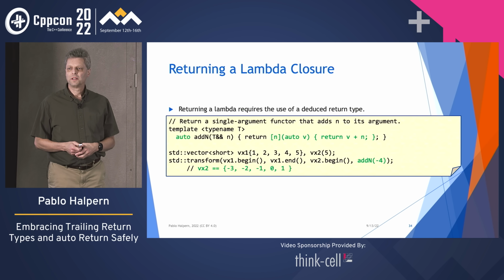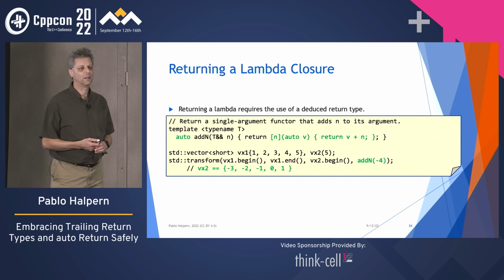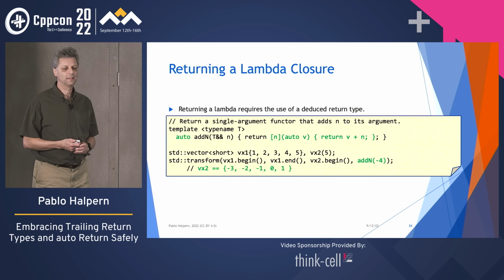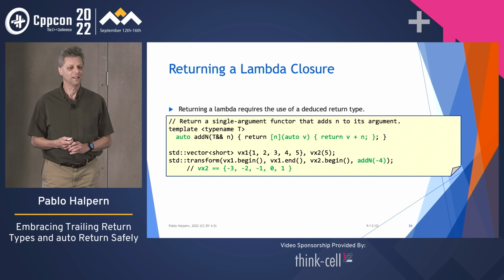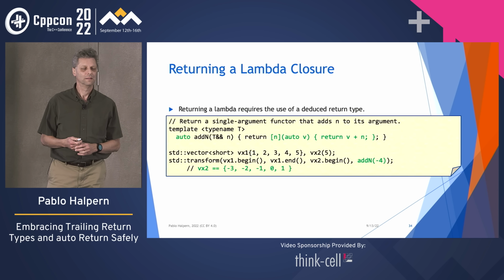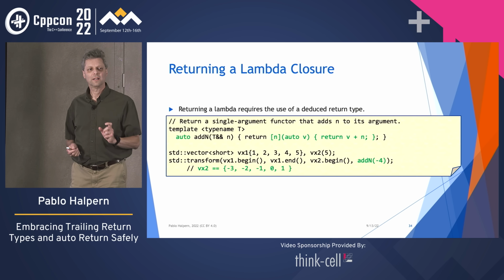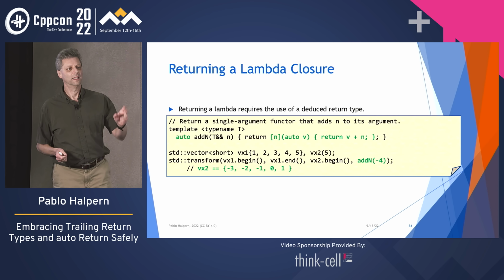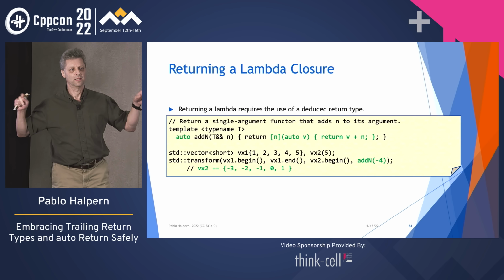The only way to return a lambda closure is with auto return type. So here we have a function called addN. What addN does is it takes a value n and it returns a function that takes another value, v, and adds n to it. It's a function that takes 1 argument, returns another function that takes 1 argument. And the result is a sum, something that takes 2 arguments.